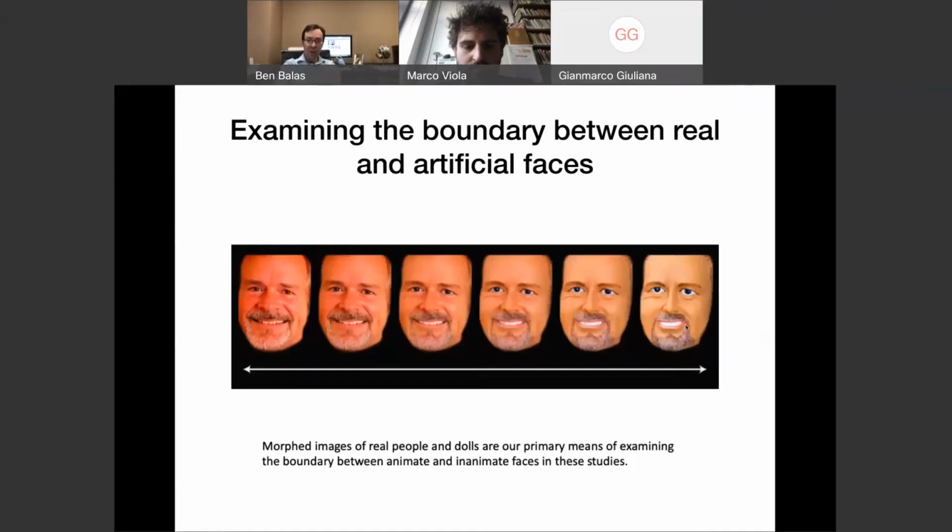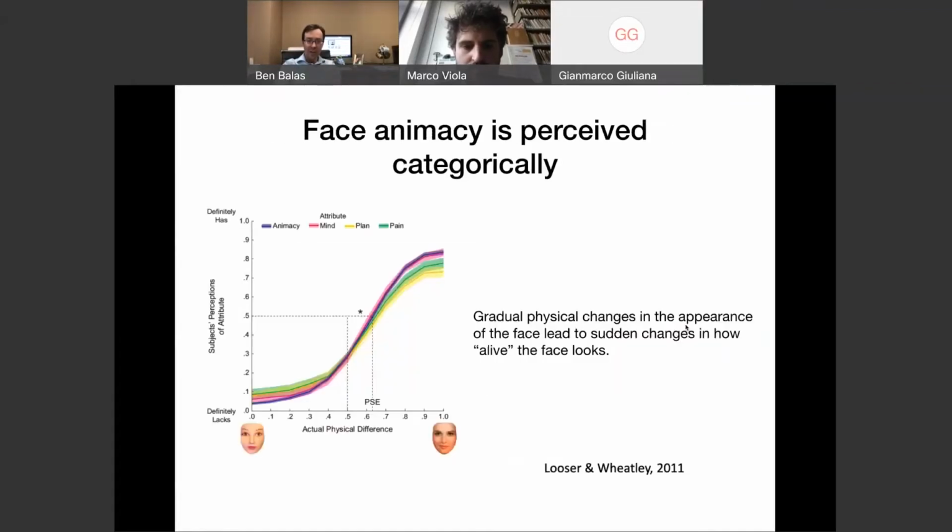And what they found in their work is that indeed, as you gradually change the appearance of a face from being 100% doll-like here at the left to 100% human-like over here at the right, eventually you reach this steep boundary where very rapidly observers change their mind in terms of labeling this face as being artificial or being real.